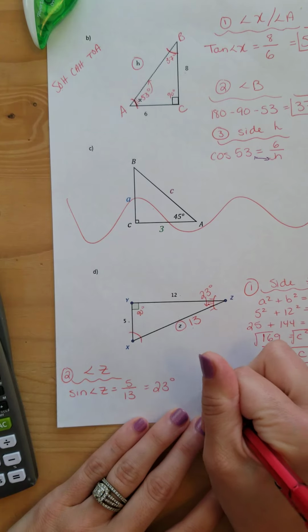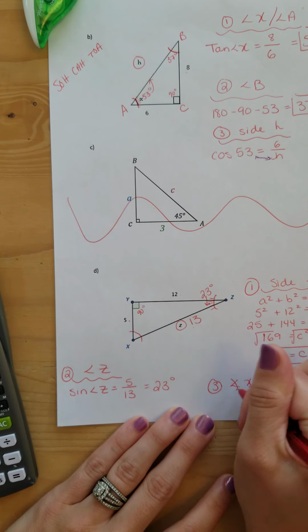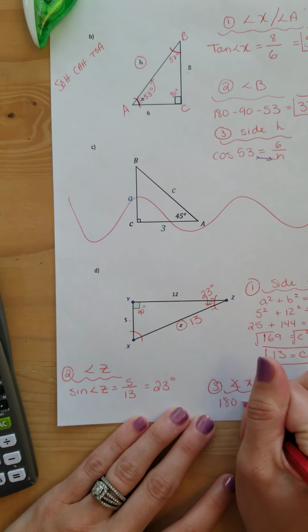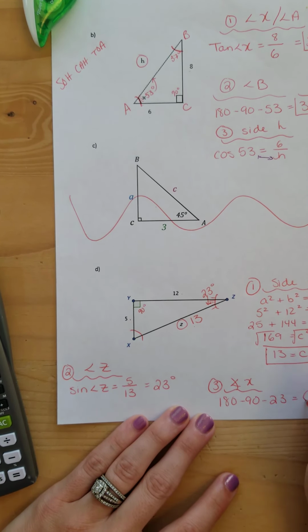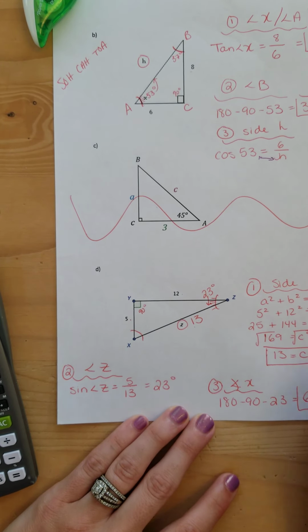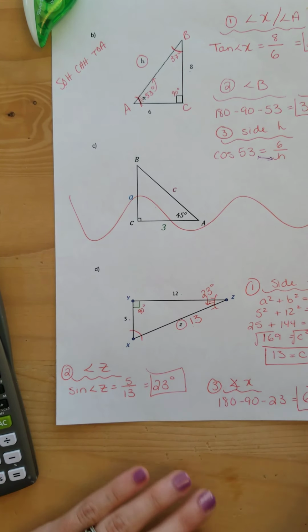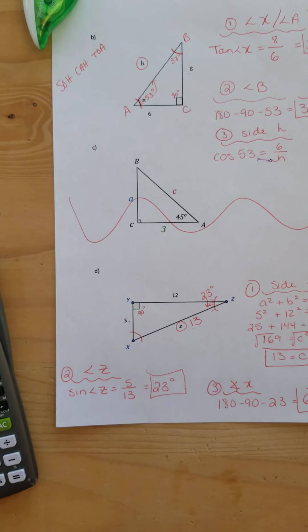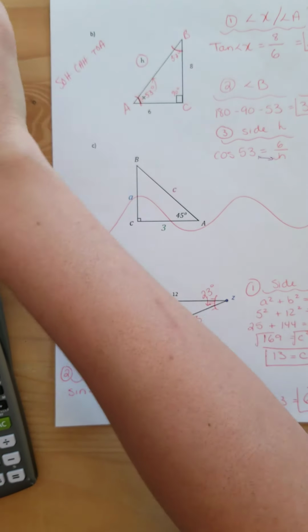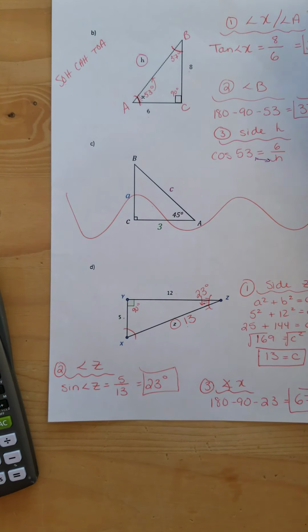So very easily to find my other remaining angle, angle X, I go 180 minus 90 minus 23. 180 minus 90 is 90, and 90 minus 23 is 67. And there you go. So like I've said several times, there are so many different ways you can go about it. As long as you find the 3 answers in the end, you're golden. I don't care what order you go in and how you choose to do it.